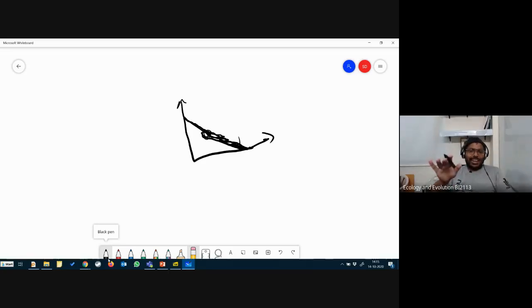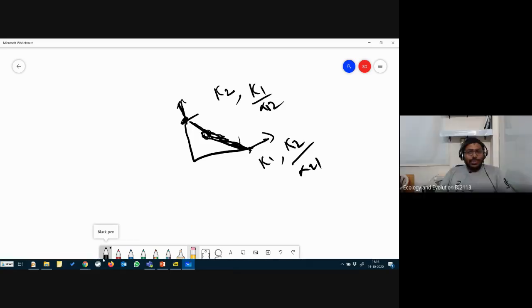It will behave like that because see, this point over here is both K2 and K1 by alpha 12, correct? Yes, sir. That's the only way this overlap will happen. And this point over here is both K1 and K2 by alpha 21. Yes, sir. That's the only way in which this overlap can happen. There is no other way.